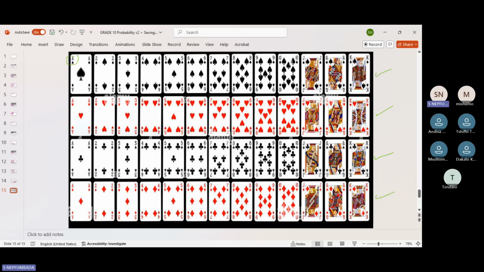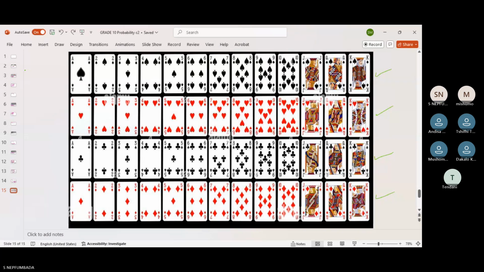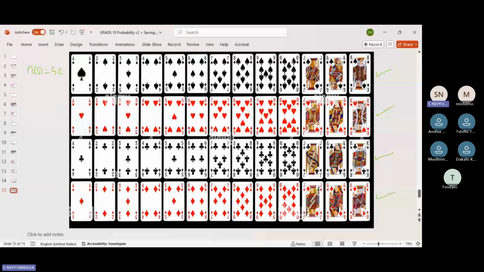Like this one is an ace. They call number 1 an ace. So how many aces do we have? 1, 2, 3, 4. So the total of these cards is 13 times 4, which is 52. The sample space of cards is 52. Are we good?